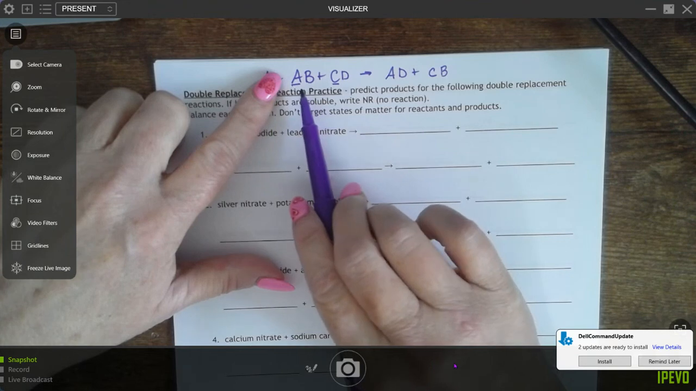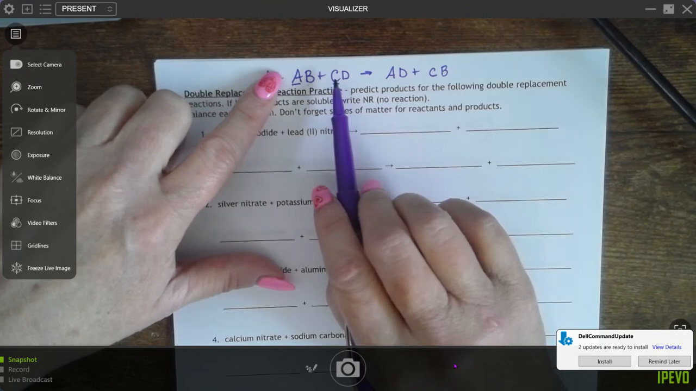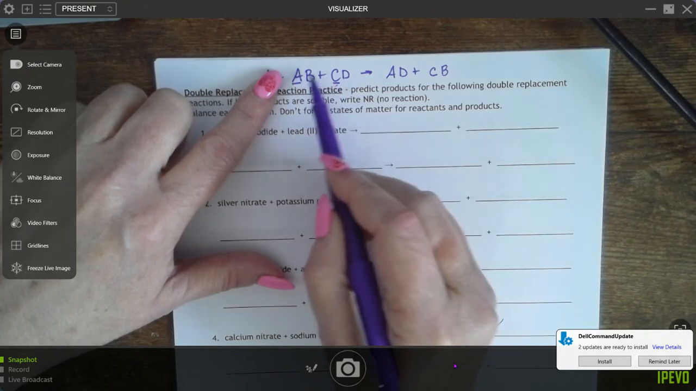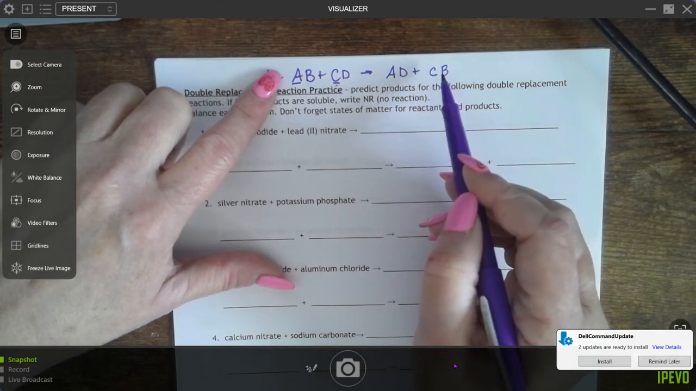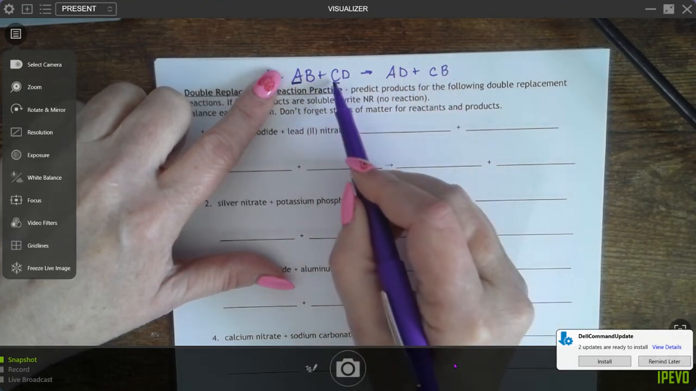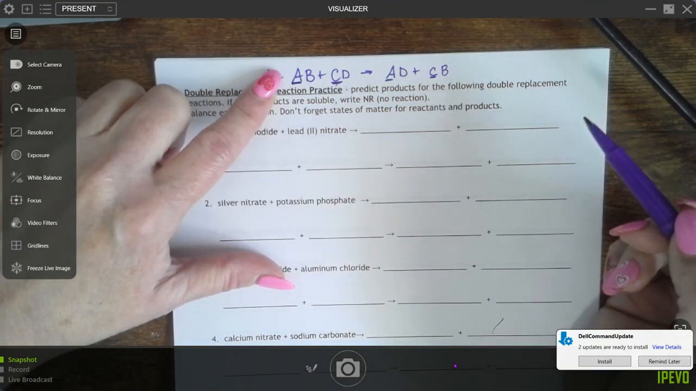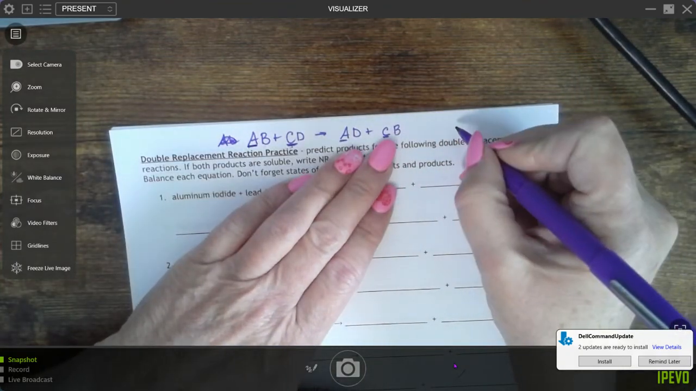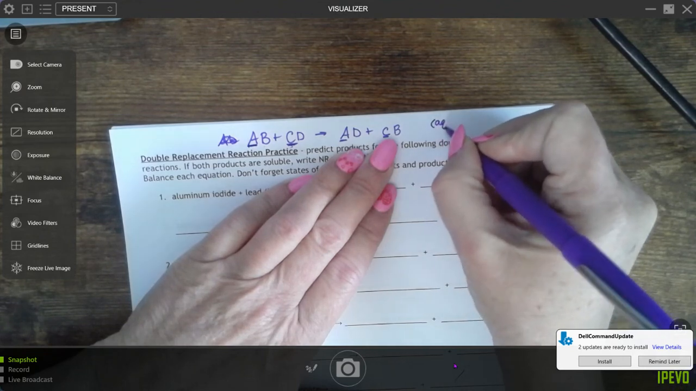So if you look up at the top, here's our generic formula for a double replacement reaction. We have a compound AB reacting with another compound CD, and the B and the D switch places, okay? So we end up with AD plus CB. Now, the key thing to think about here is the A and the C remain the first elements in our compounds. The A and the C are the metals, and those have to be the first one listed in our compound.